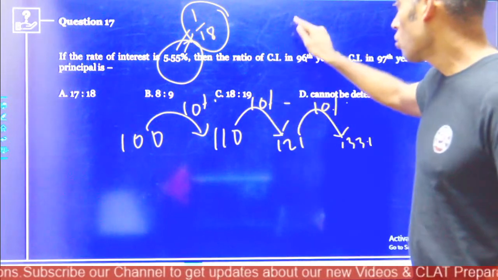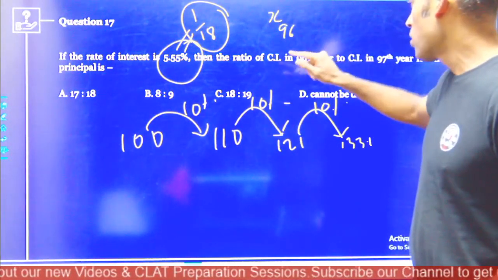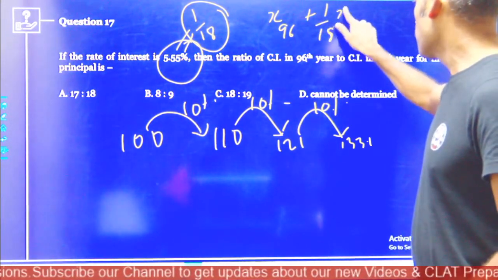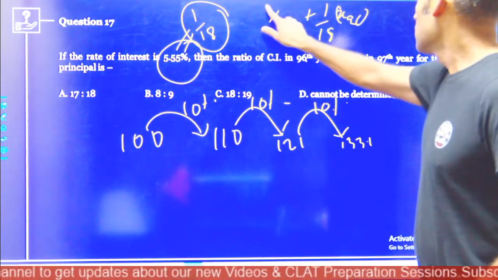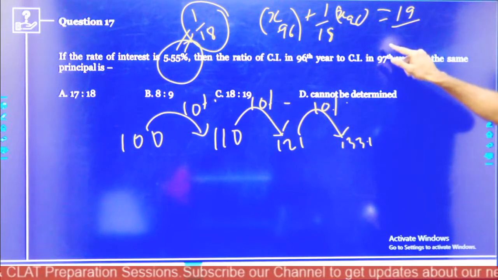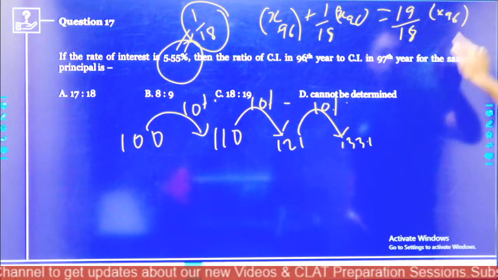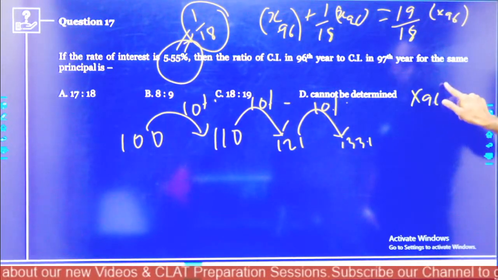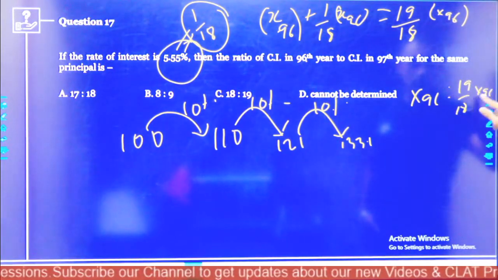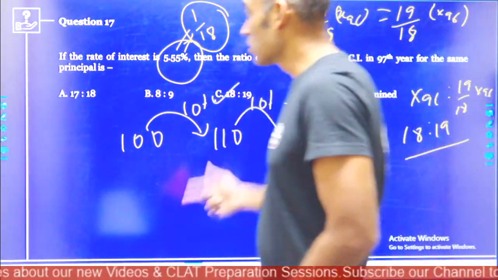Okay? So let's put X was the 96 year ka amount, grows by how much? 1 by 18 of X in 96. And what is the value? This becomes 19 by 18 X of 96. So we have to compare X96 versus 19 by 18 of X96. So therefore this will become an 18:19 ratio. Alright, so this will be your answer.